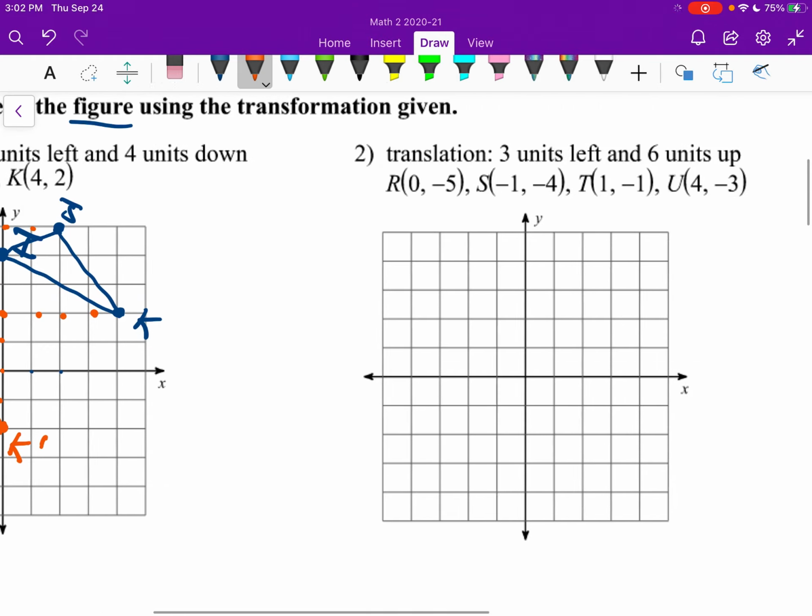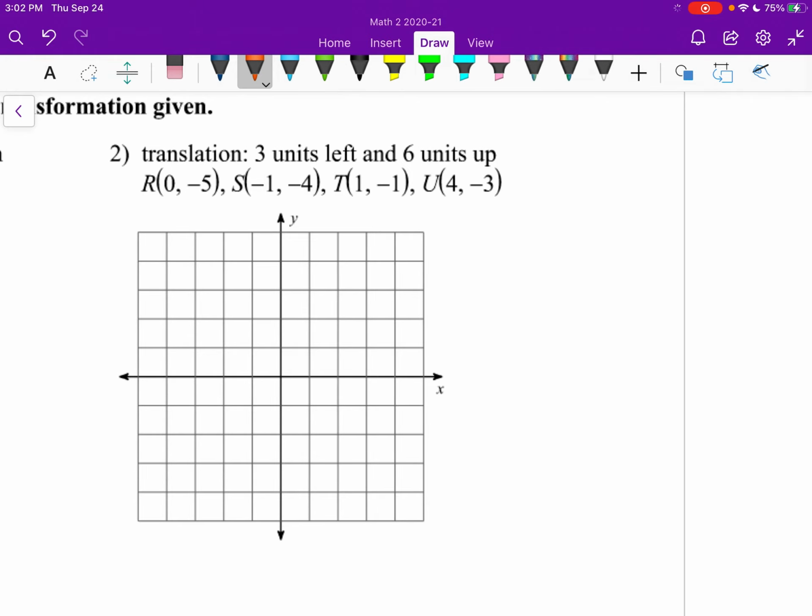All right, number 2. Translate 3 units left and 6 up. So for starters, we need to graph this. We're at 0, -5 for R. Here's R. -1, -4. Here's S. 1, -1. Here's T. And then U is right here. So here's our shape. Kind of trapezoid looking shape.